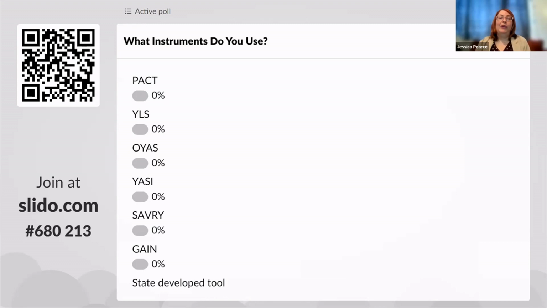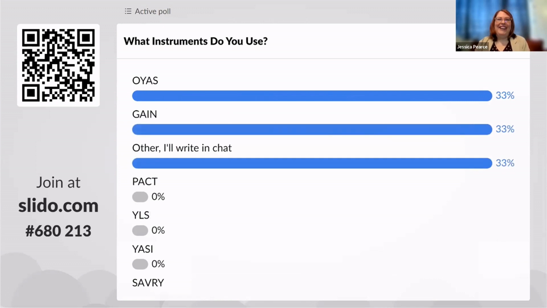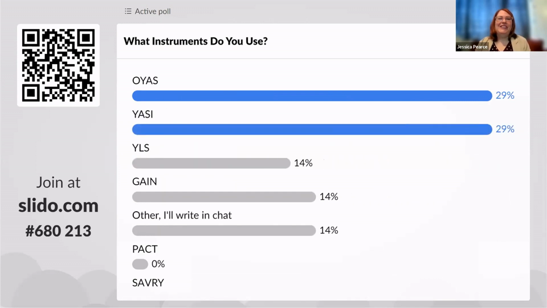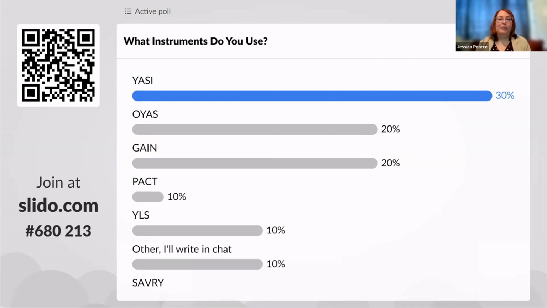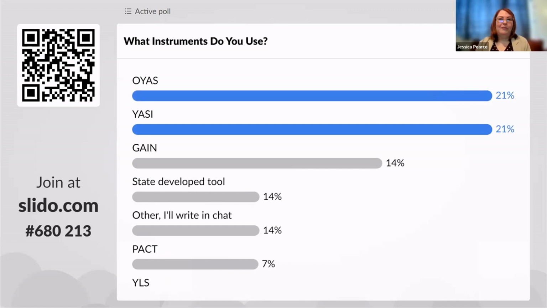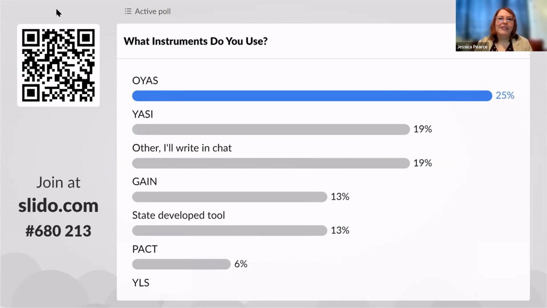We really want to know what instruments you're using for risk need assessment and screening. So I've listed the most common ones there. I may have missed one or two. I see we have some Ohioans participating because I see the OES showing up. I see other, and I'll write in chat. So we'll be able to get a sense of what folks are using. And then that'll help Dr. Vincent talk a little bit more specifically about some of the things that you're using as we go along. I'm going to look in the chat also to see what people are writing.